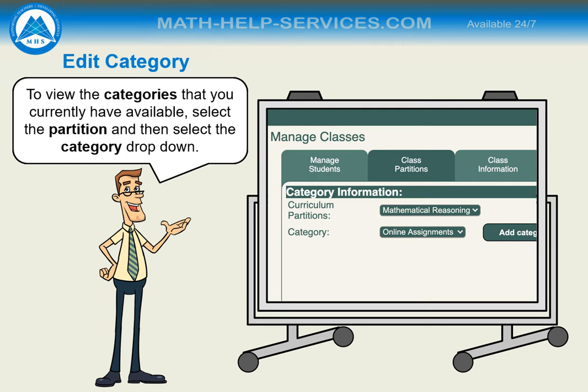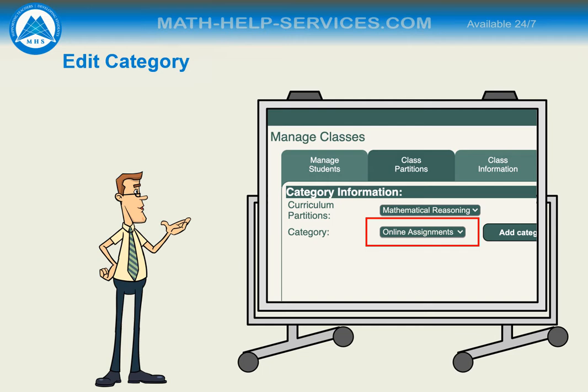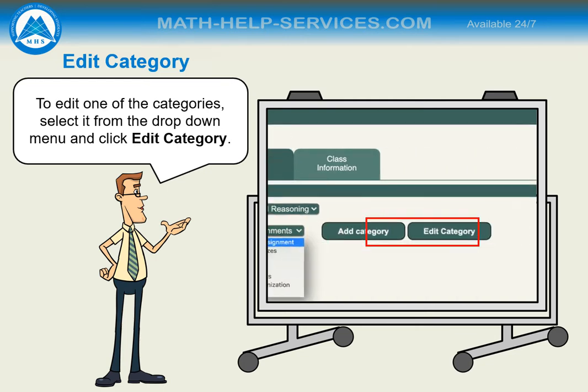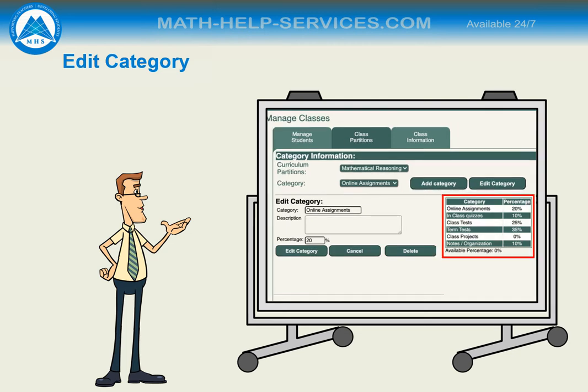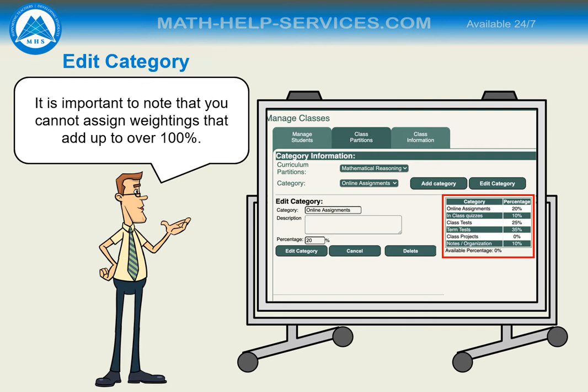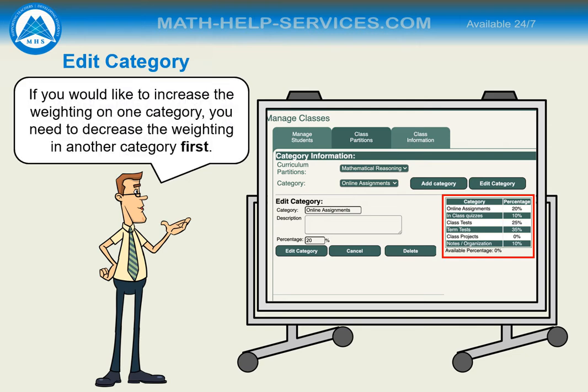To view the categories that you currently have available, select the partition and then select the category drop-down. To edit one of these categories, select it from the drop-down menu and click Edit Category. You can see all of your categories within the partition in this table, as well as the current weighting for each category. It is important to note that you cannot assign weightings that add up to over 100%. If you would like to increase the weighting in one category, you need to decrease the weighting in another category first.